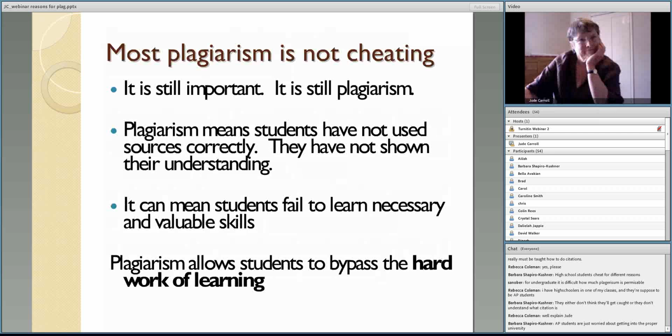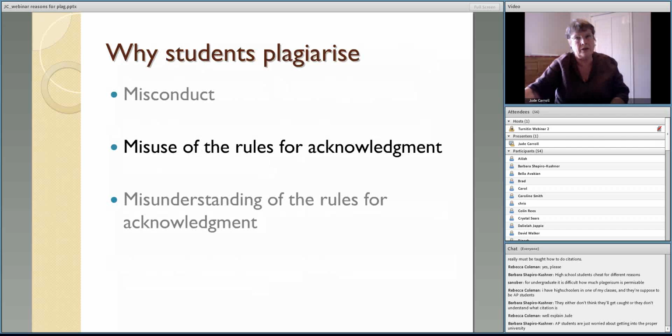Can you move it on? So final point is that while most plagiarism is not cheating, it's still important. Plagiarism that is not cheating is really important because it's still plagiarism. And plagiarism means that students haven't used sources, they haven't shown their understanding, they haven't learned necessary and valuable skills, and they often have bypassed the hard work of learning. Learning defined as making your own sense of something, making something make sense for you, making something work for you and your thinking and your ideas. So can you move it on, Jill?